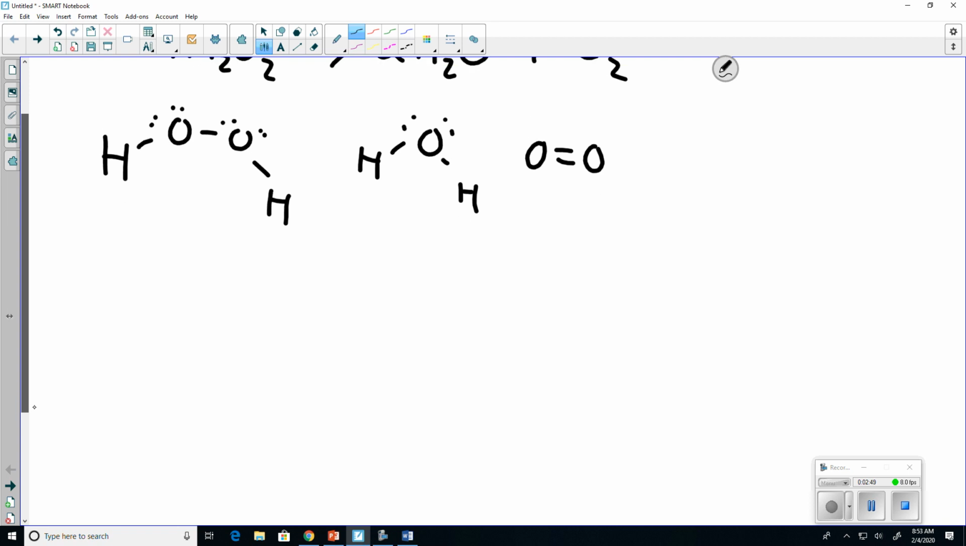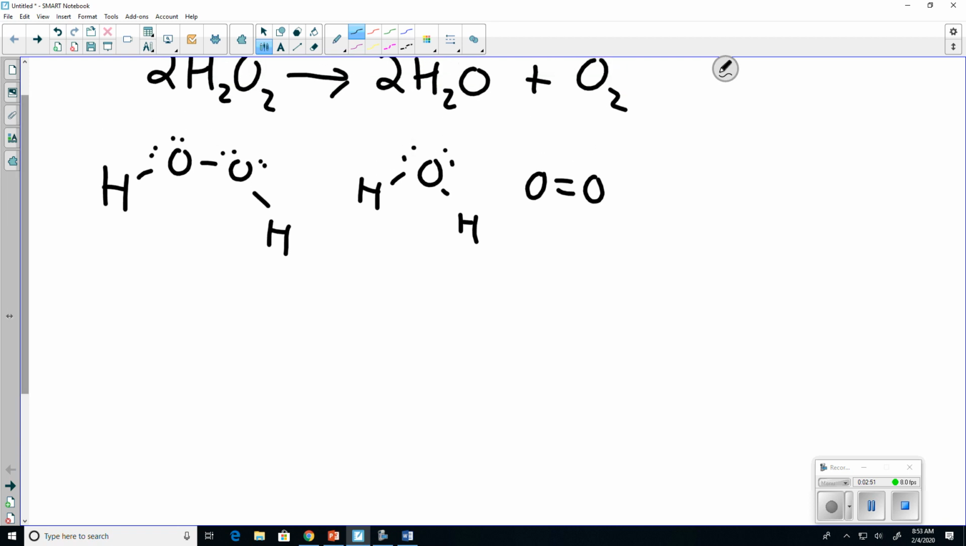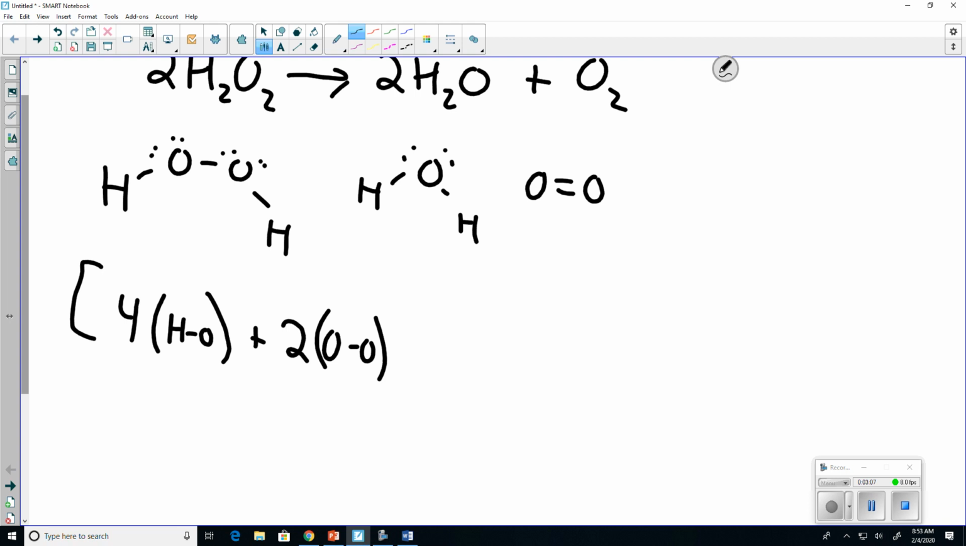Now, your method of organization is up to you, but typically what I do, especially if it's a larger problem, is I try to identify how many of each type of bond there is. So that's all my reactants. In order to break my reactants apart, I have to break 4 of the HO bonds. 1, 2, times 2, because of the 2 coefficients. I have to break 2 of the OO single bonds.